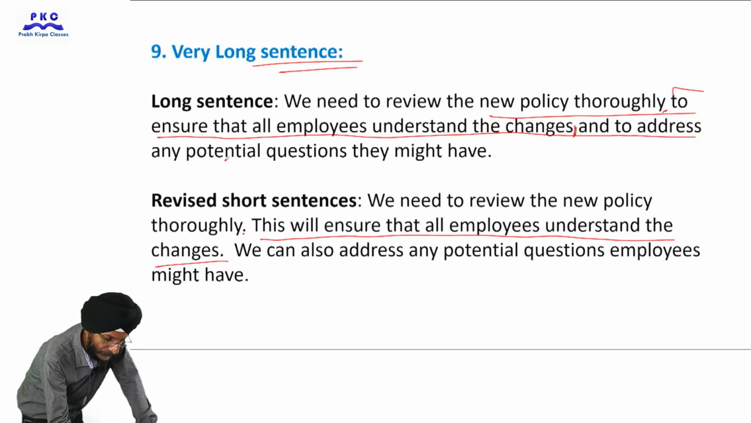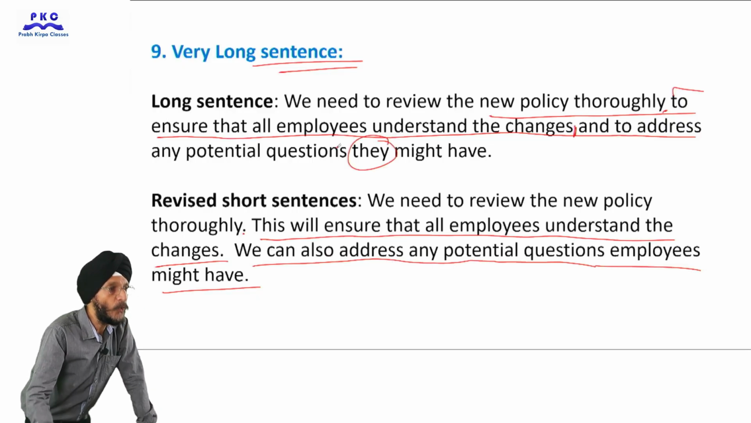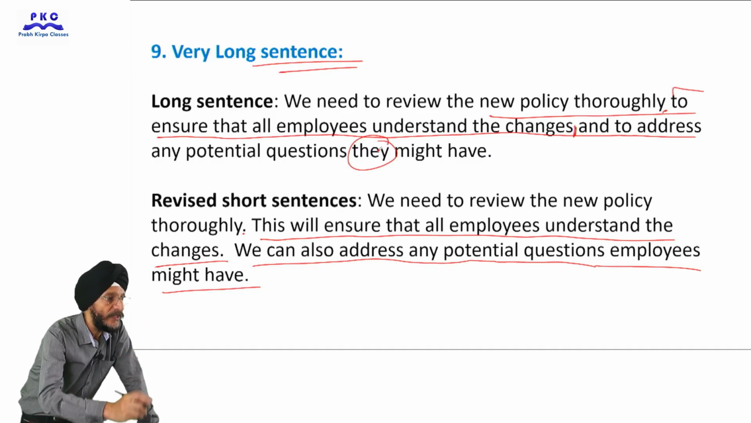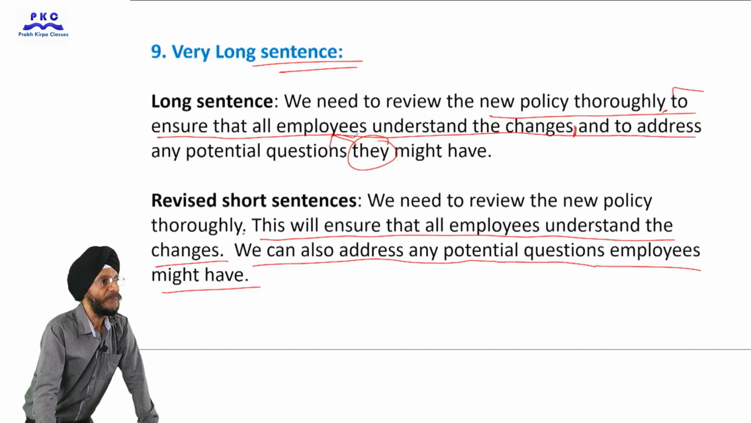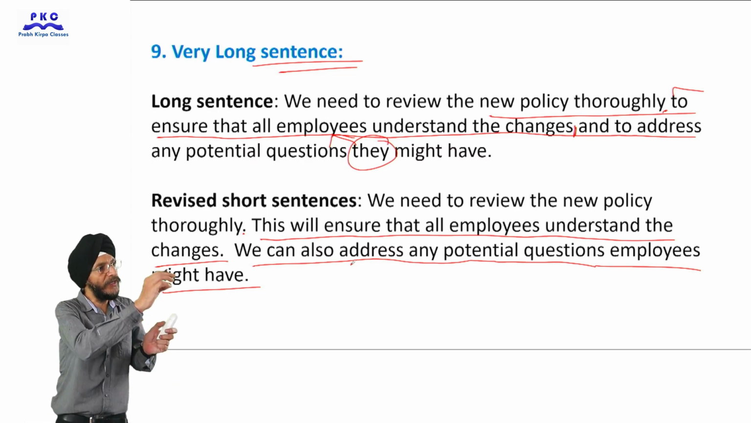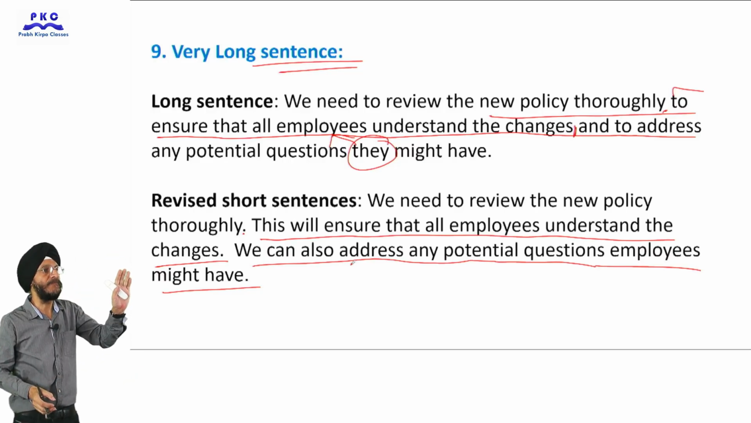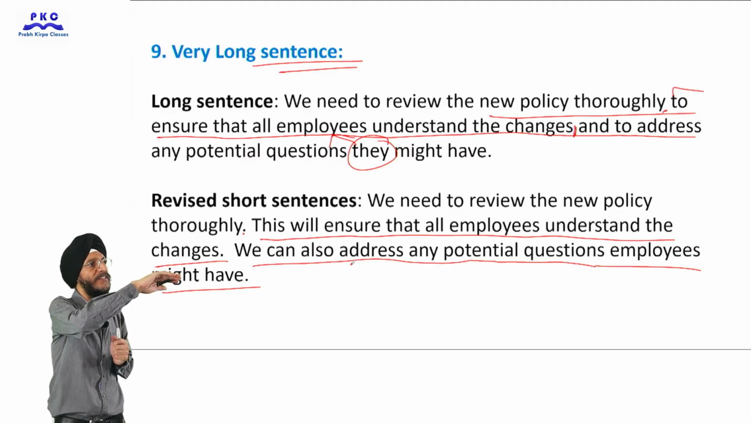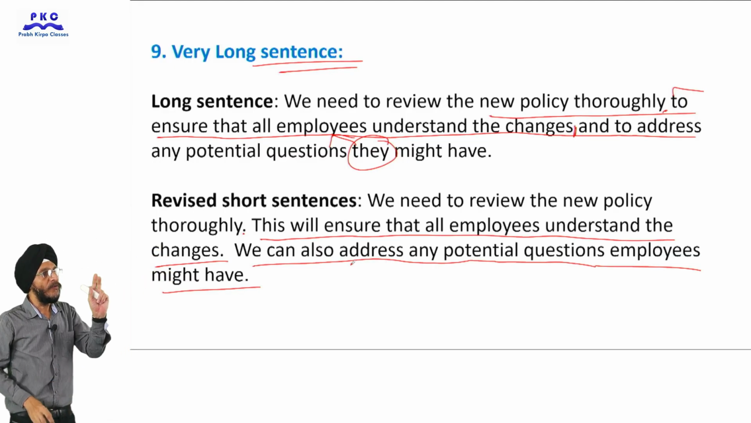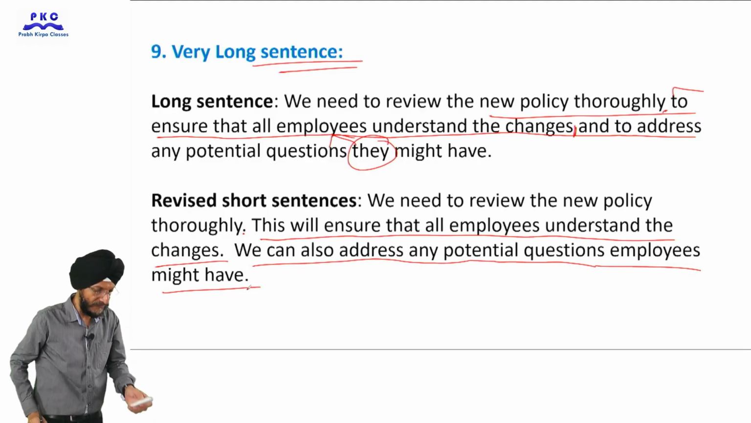Now, to address any potential questions they might have, we can write: we can also address any potential questions employees might have. We will see to which word the pronoun "they" refers. Here "they" is referring to employees. So we can write: address any potential questions employees might have. We will not write the pronoun "they" as it is. We will make proper use of it. A clear reference should be there. If the pronoun is not referring to a clear antecedent, as we have already learnt in the earlier course, we should make use of the noun itself. We can also address any potential questions employees might have.